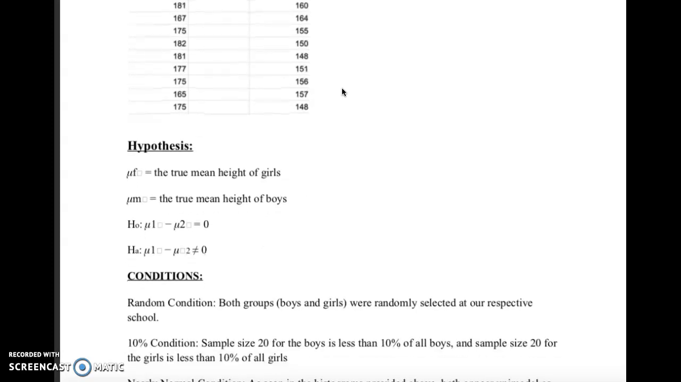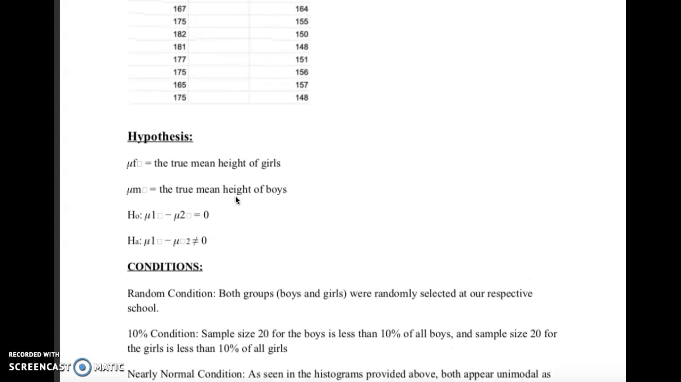For our hypothesis, for the null hypothesis, we decided that the true mean height of girls and the true mean height of boys ultimately are equal, so there's no difference. As for the alternative hypothesis, we stated that the true mean height of girls and the true mean height of boys do in fact differ.